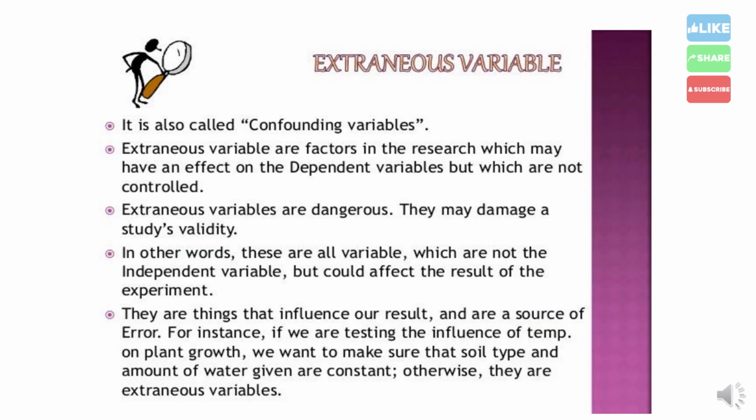Now we have the extraneous variable. It is also called a confound variable. Extraneous variables are factors in the research which may have an effect on the dependent variable but which are not controlled. So extraneous variables are dangerous. They may damage the study's validity. In other words, these are all variables which are not the independent variable but could affect the result of the experiment. They are the things that influence our result and are a source of error.